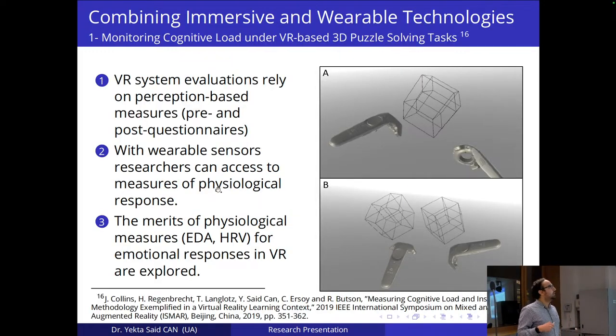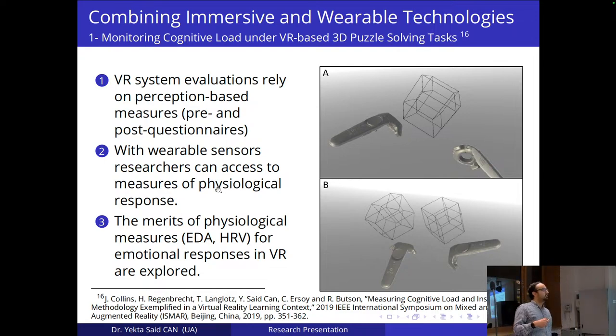Combining immersive and wearable technologies is also important. Generally, VR system evaluations rely on perception-based measures like questionnaires. But if we can add physiological signals as a measure, we can have a more objective response.